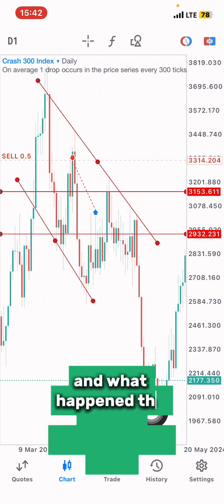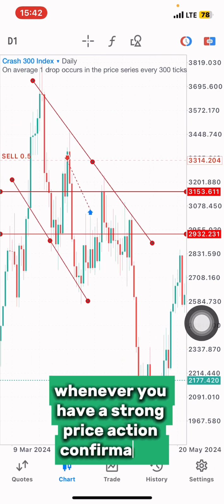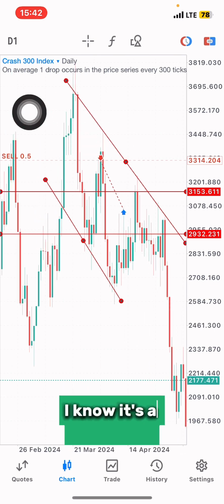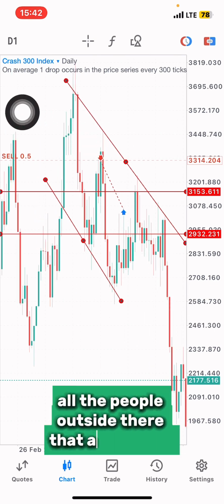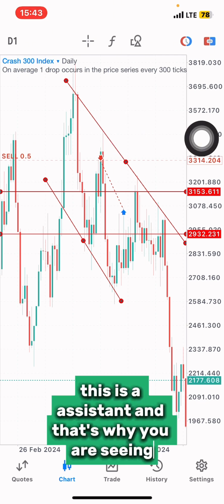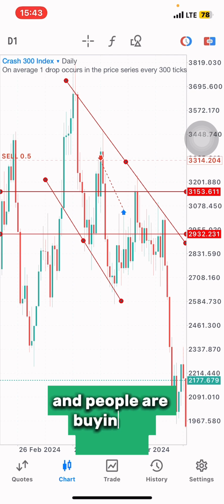And what happened? The market continued to go down. Whenever you have a strong price action confirmation, you should know that this is a resistance. I know it's a resistance. Other people outside there that are trading do know that this is a resistance. And that's why you are seeing people selling at resistance and people buying at support.